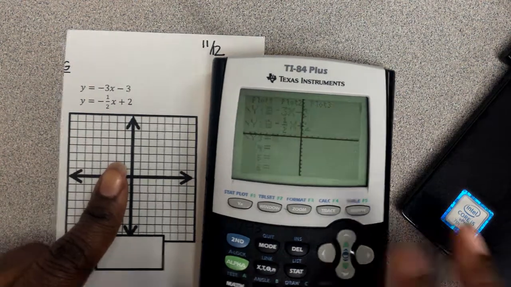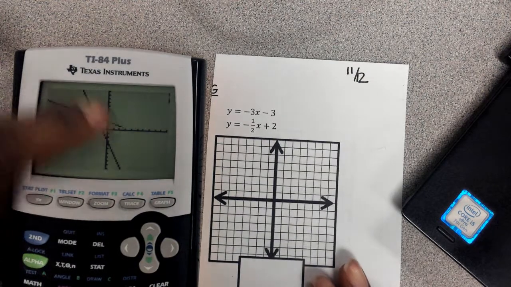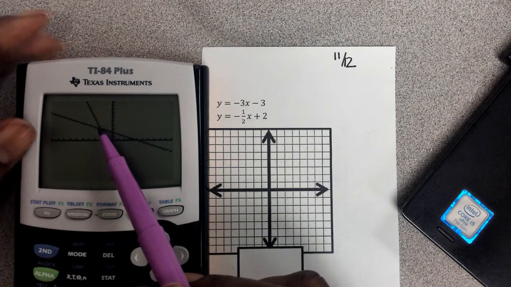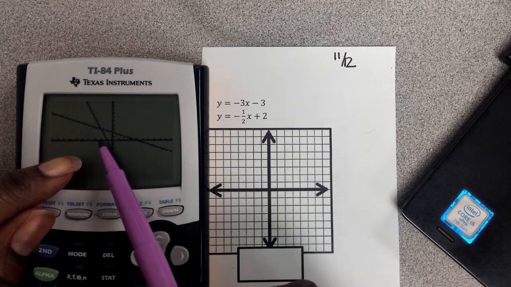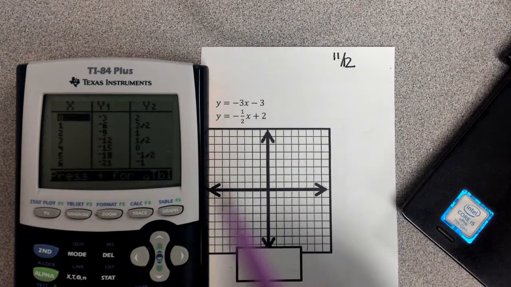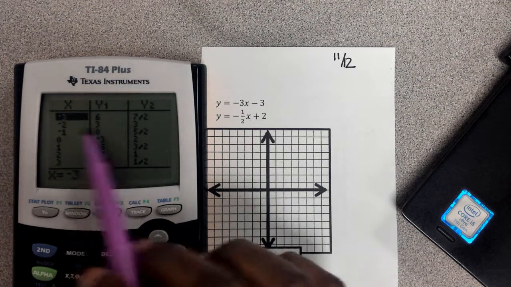And then if you press graph, you probably want to make sure that they're not parallel, because remember, if they're parallel, then that means there's no solution. So it does cross. It looks like it crosses somewhere here. That might be like a -2 something. So now I'm going to press second graph and look at my table for a -2. Yes, and I was correct.